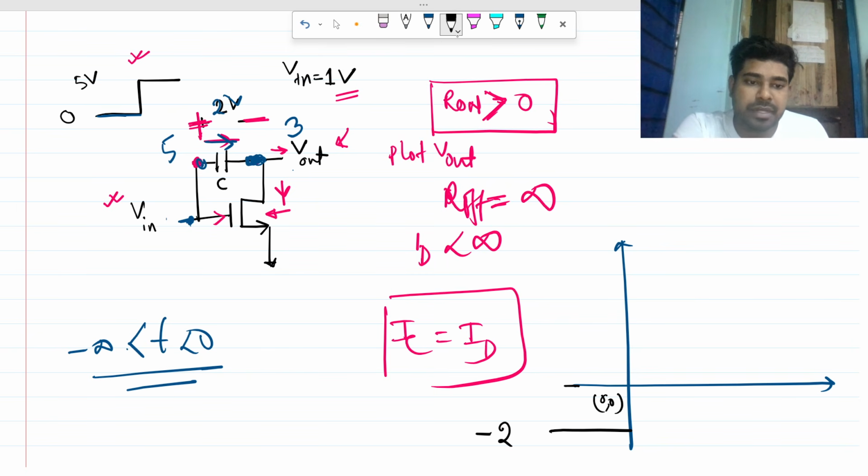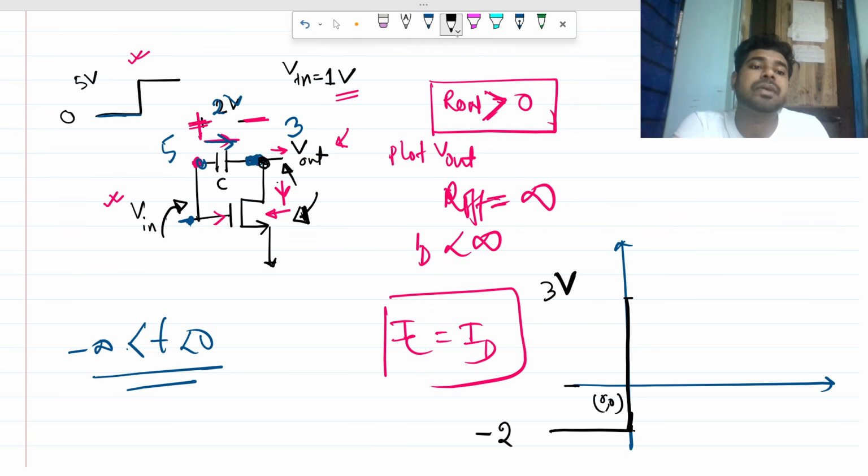Now from minus 2 volt, it jumps to 3 volt instantly, because the input is getting 5 volt, so this node must go to 3 volt positive. It will go to 3 volt. Now what will happen after that? Now we have to check what is the region of this MOSFET.